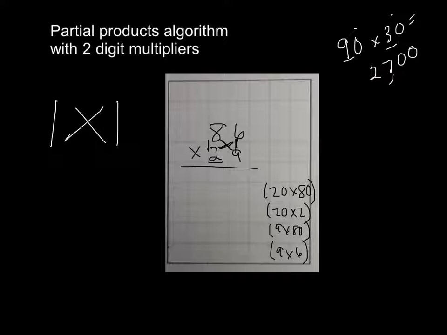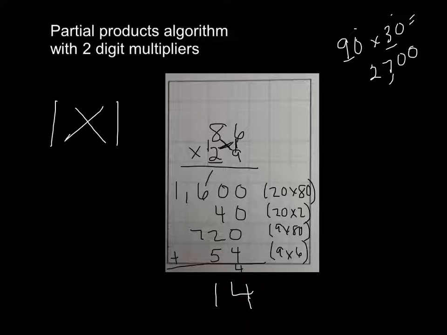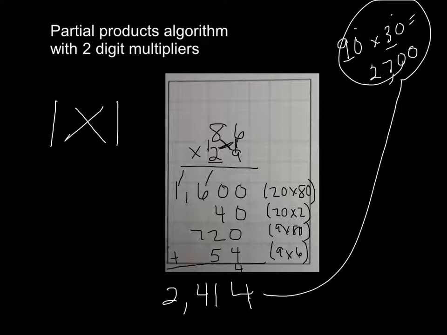20 times 80 then is 1,600. 20 times 2 is 40. 9 times 80 is 720. And 9 times 6 is 54. We add those up, and I get 4. I'm just going to write it below here. 4, 11, carry the 1. 14, carry the 1, and 2. So 2,414, which is close to our estimate, so I would say we got it.